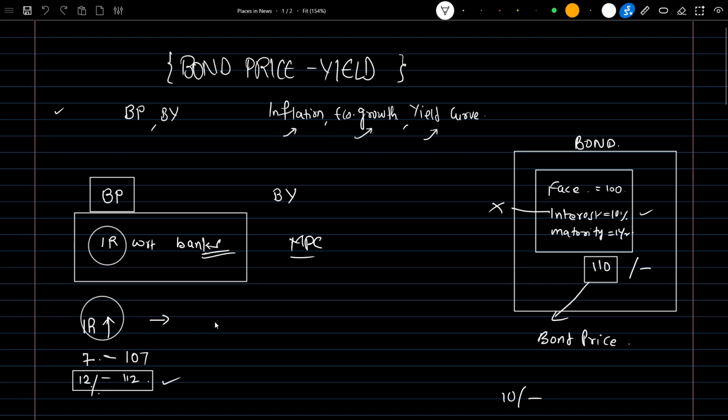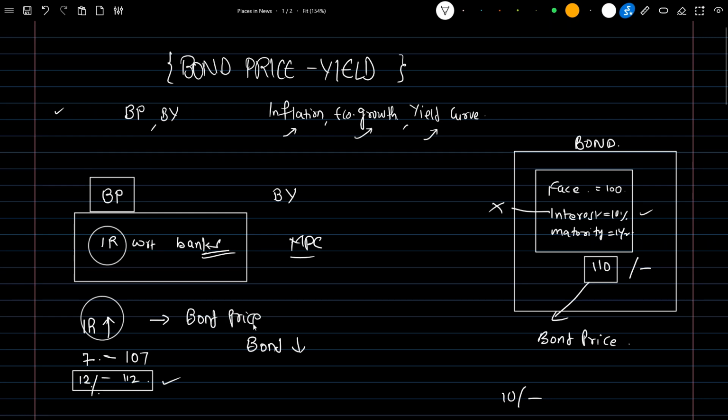The same thought will be there with many people. So definitely the money people invest in bonds decreases. What does it mean? It means bond demand decreases and the bond price will be decreasing. So whenever interest rate is increasing, bond price is decreasing. What does it mean by the bond price decreasing?